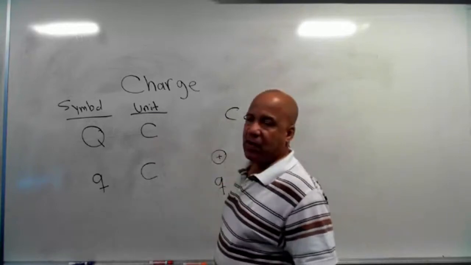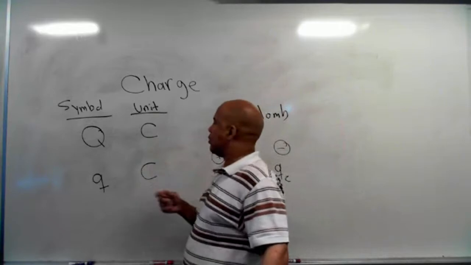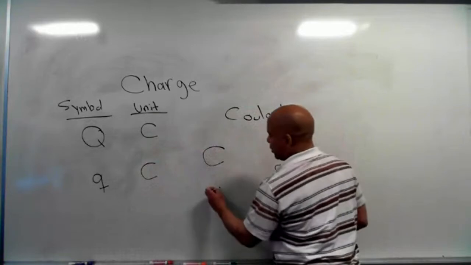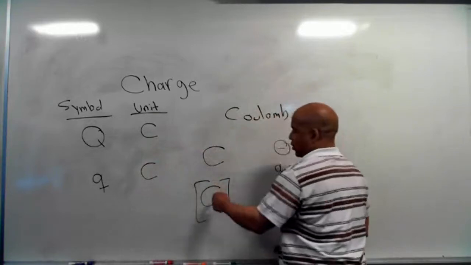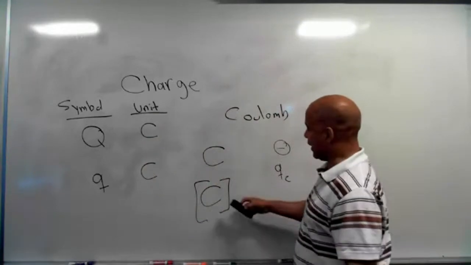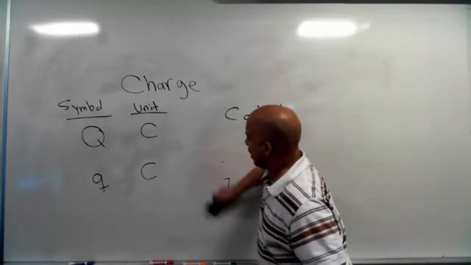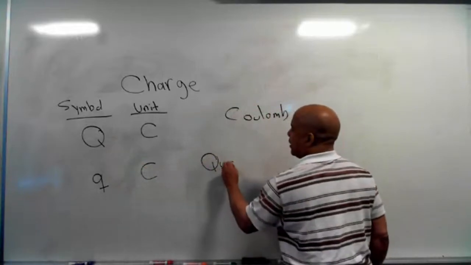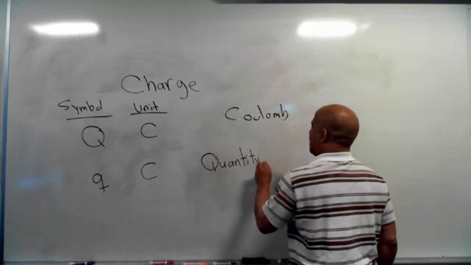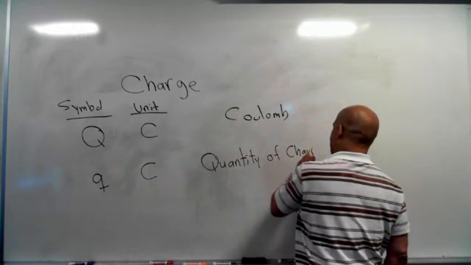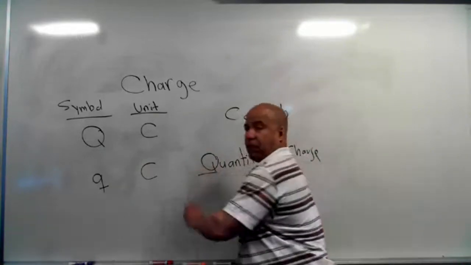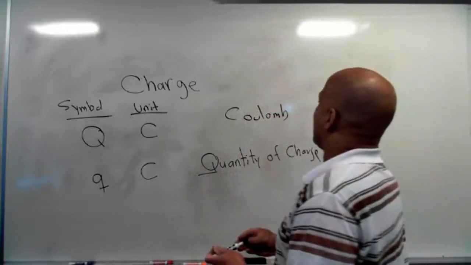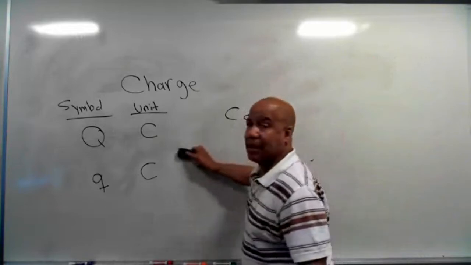Now, sometimes these symbols can be confusing because, is it a symbol or a unit? If I want to emphasize something as a unit, I'll put brackets around the C, just so you know that's a unit. Sometimes you'll see me do that to indicate a unit. The Q, uppercase or lowercase, stands for quantity of charge. Instead of writing that out, they just use the first letter of the word quantity.